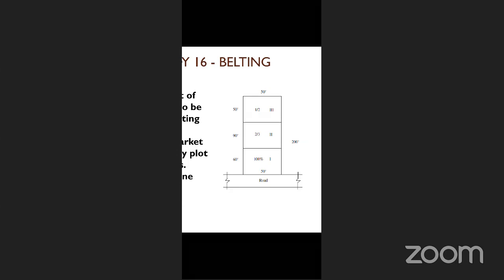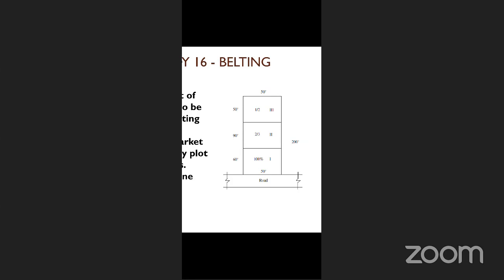Now this is the remaining plot, 50. Only 50 is remaining. So the total depth is 200 only. So 60 plus 90, 150. The remaining is 50 feet. So only two rules you have to learn: 2/3 and half. This is not a hard and fast rule. I will tell you, you can select your own, but generally we use it as a thumb rule.